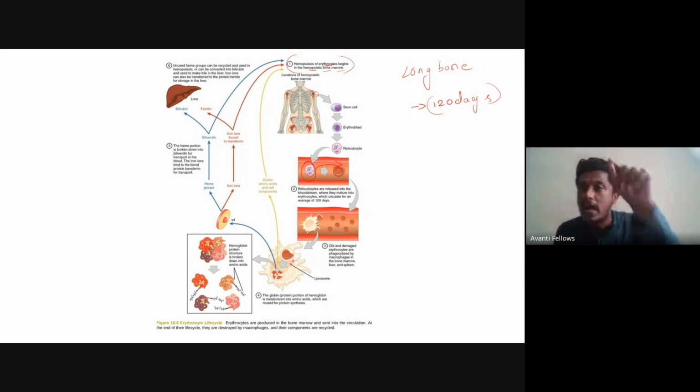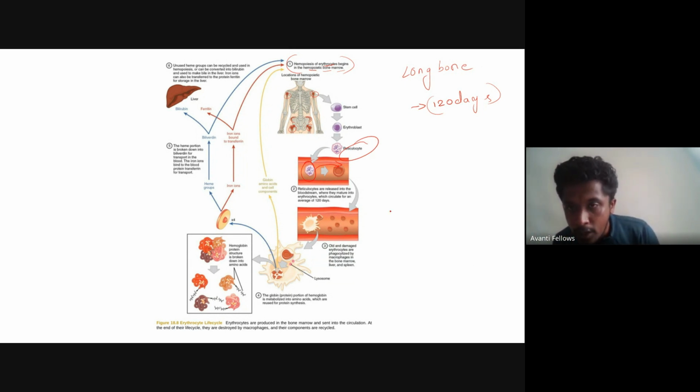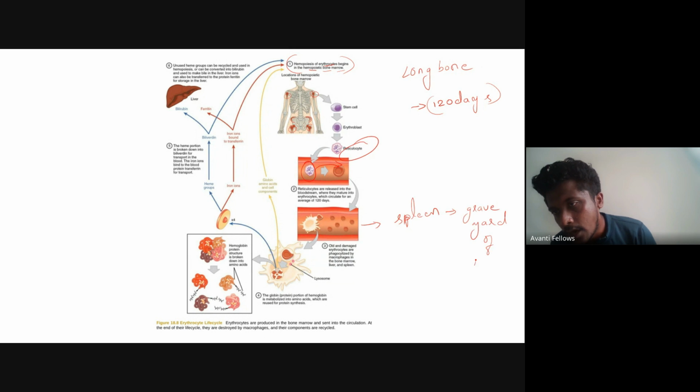So you see, it starts producing in the long bones. So the long bones are also called hematopoietic bones. Here the stem cells will differentiate into erythroblast. Erythroblast will give rise to reticulocytes, which are immature red blood cells. And finally, they give rise to mature red blood cells. And we know that after 120 days, the red blood cells become old, and they are transported to the spleen. Remember, where are they transported to? Spleen. I think you would have heard the other name for spleen? Spleen is also called the graveyard of RBC.